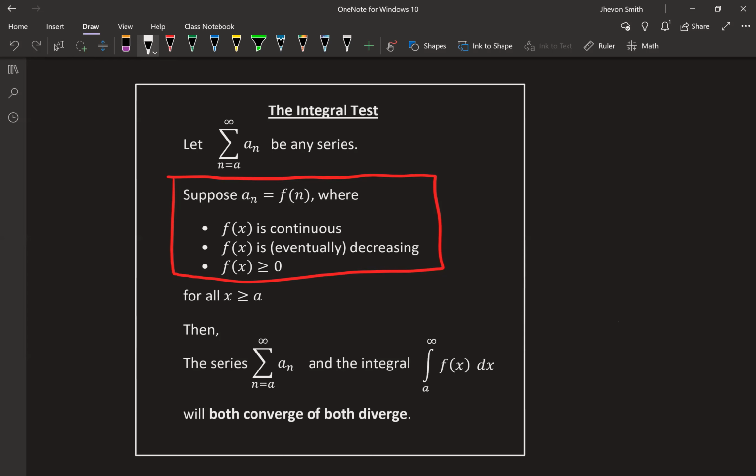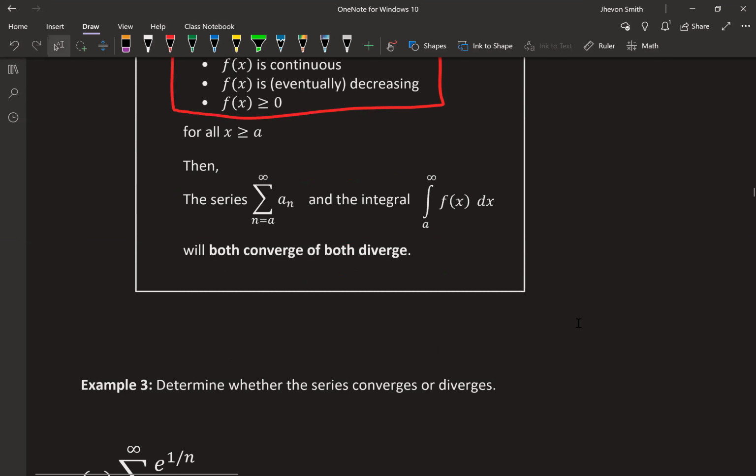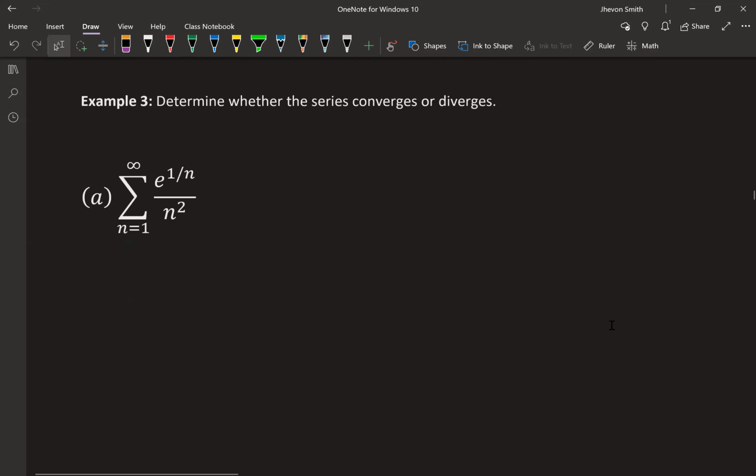The series thing has to be continuous. It has to be eventually decreasing. It has to always be positive. Under that scenario, if you do an improper integral, you can determine what the series is going to do based on what the improper integral is doing. So let's actually look at an example. Determine whether this series converges or diverges.